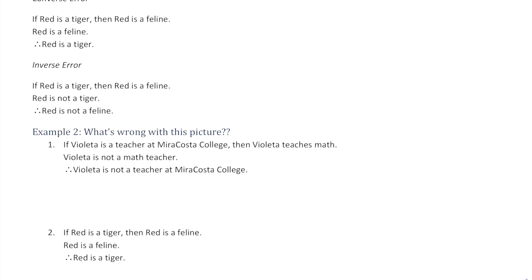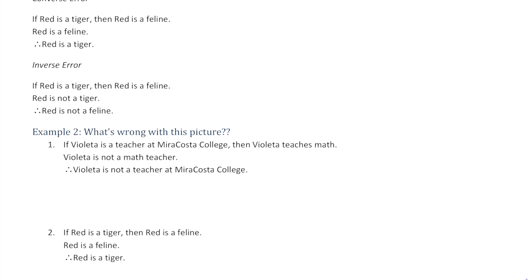Fallacies, converse error. All right, so if red is a tiger, then red is a feline. You're probably tired of red. He's one of my cats, by the way. He has a starring role, and he thinks he's a tiger, which is why I said initially he's a tiger, not a house cat. So if red is a tiger, then red is a feline. Well, red is a feline, therefore red is a tiger. Are all felines tigers? No, right? Jaguars are felines, lions are felines, all that good stuff.